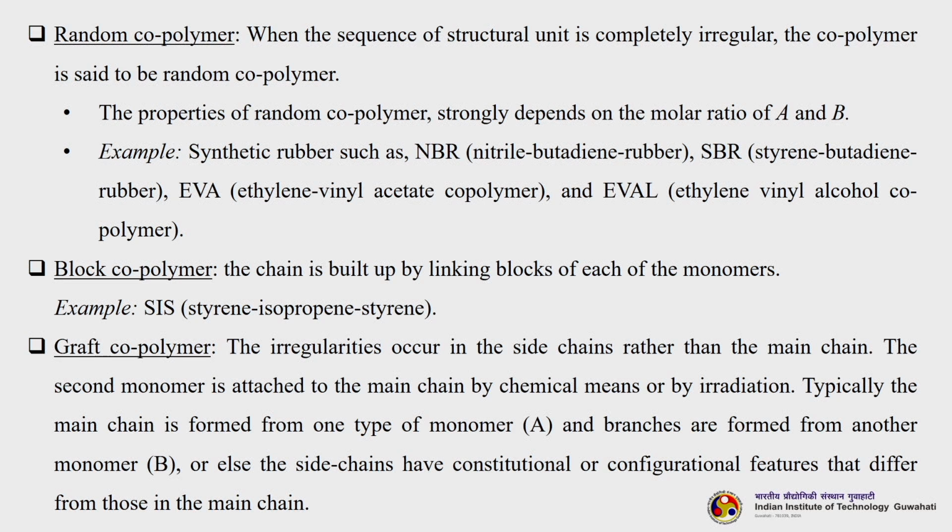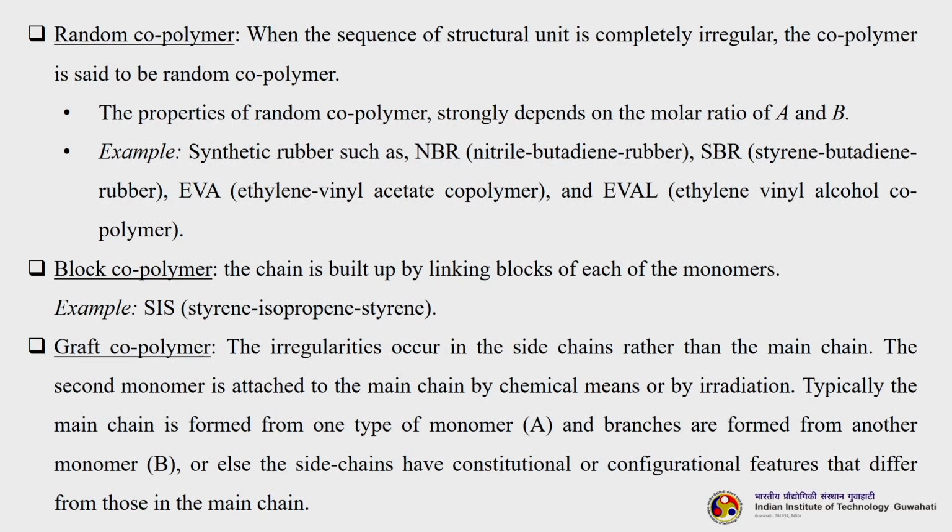The next type of copolymer is a block copolymer. Here the chain is built up by linking blocks of each of the monomers. One example is SIS, which is styrene isoprene styrene.